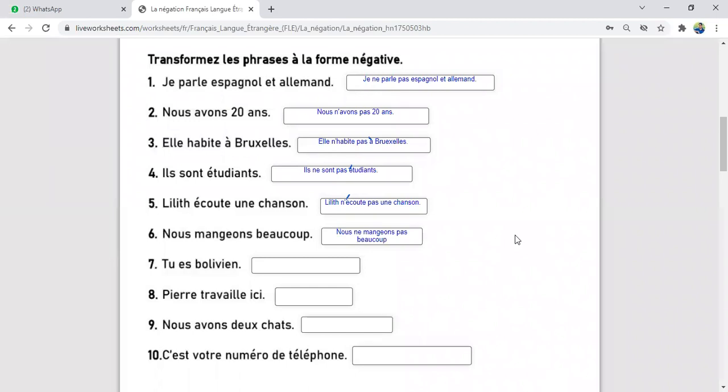Next one, nous mangeons beaucoup. We eat a lot. Nous ne mangeons pas beaucoup means we don't eat a lot. Nous mangeons beaucoup is we eat a lot. Nous ne mangeons pas beaucoup is we don't eat a lot.